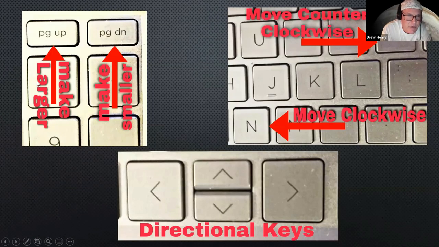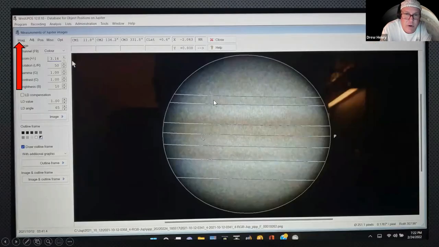But anyway, here's some of the keys to move the stencil around: the up and down buttons make the stencil larger and smaller, and P is clockwise and N counterclockwise. And here are your directional buttons to get it to where it needs to be on top of your image, like this right here. See how I got it just on the outside rim there, and then the cloud bands are lined up with them. When I get it to where I'm happy with it, I go back over to the image tab, because we're on the adjustment tab here.